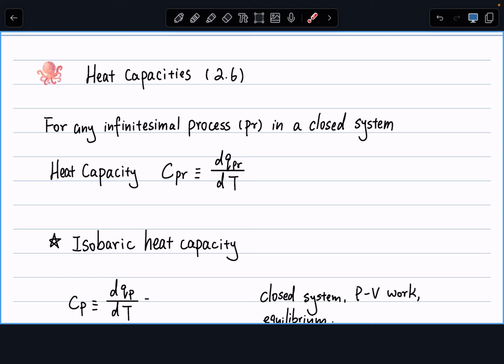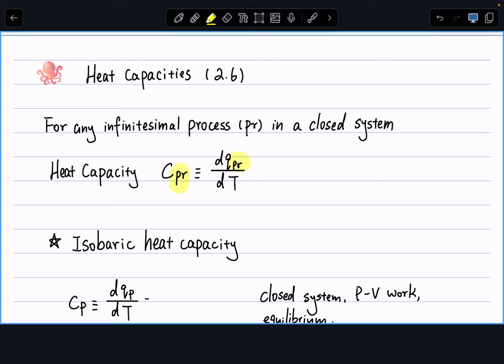heat capacity is defined in a closed system for infinitesimal changes, so C_PR equals the infinitesimal change of heat with respect to temperature. This small abbreviation, PR, stands for any process of interest.